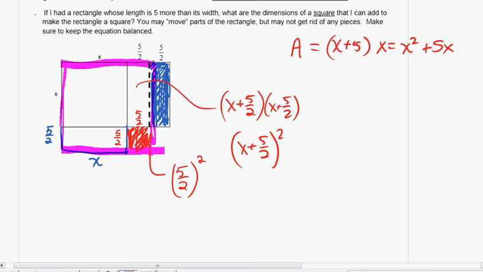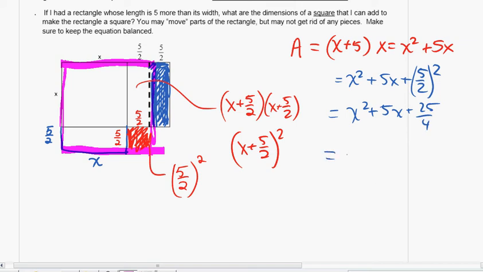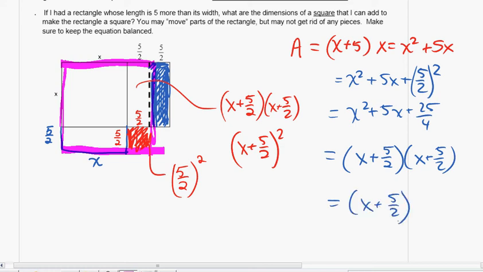So how do we translate that to our algebra? Well, we took this area of x squared plus 5x and we added 5 halves squared. And so now when we try to factor this again it is x squared plus 5x plus 25 fourths. Factoring this is a little tricky, but I think you're going to find the pattern soon, which is x plus 5 halves times x plus 5 halves, which is x plus 5 halves squared.